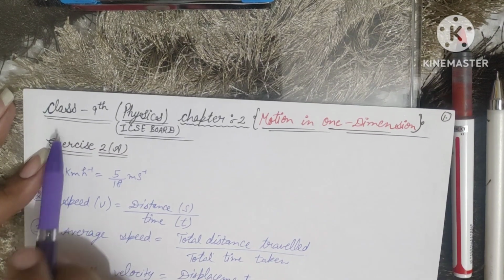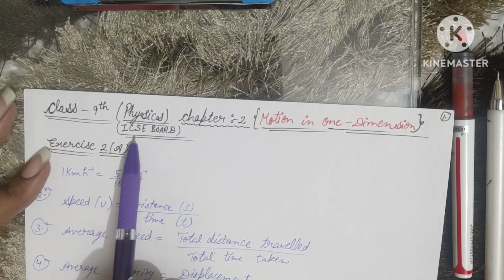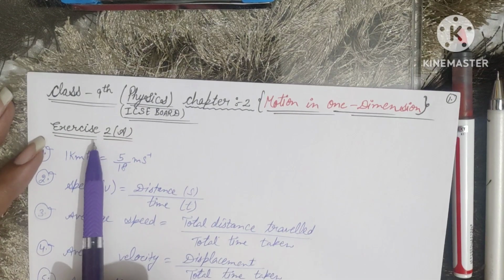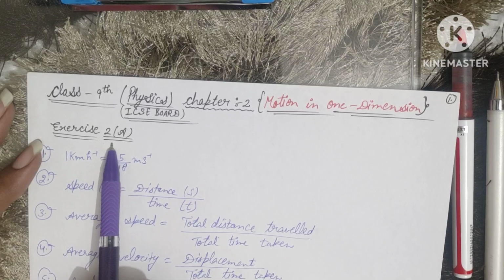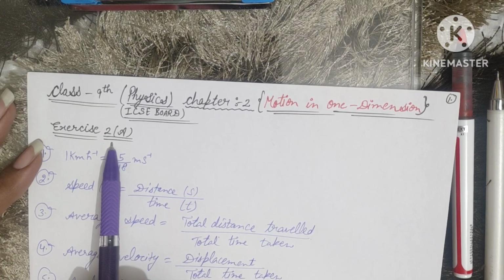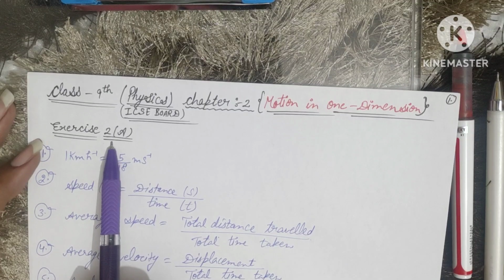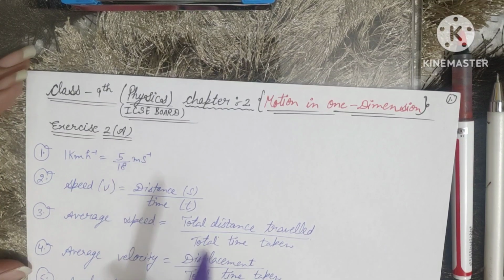Today I'm here with the class 9th physics ICSE board chapter 2, motion in one dimension, with its first exercise numerical portion. Firstly we are going to solve the unsolved numericals, then we will once discuss the solved numericals also. So let's start without wasting time.